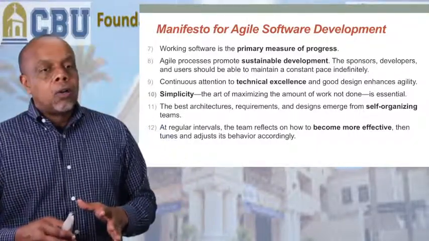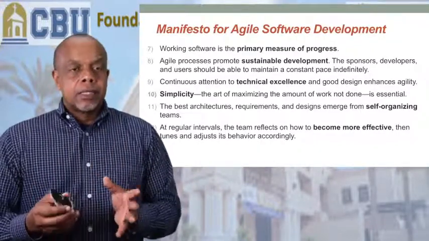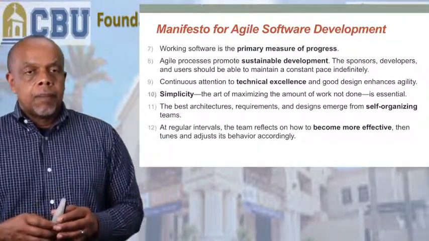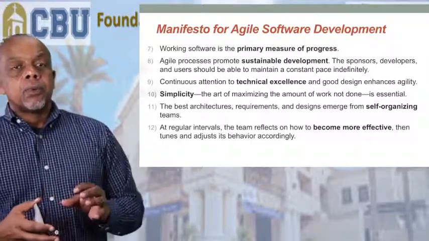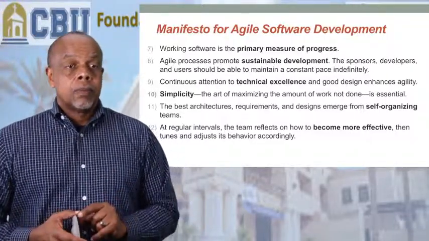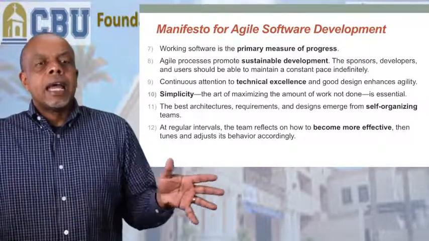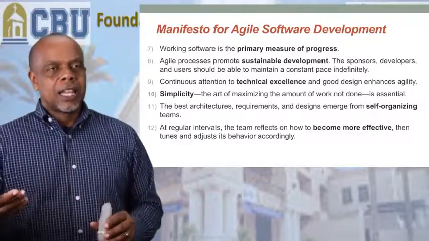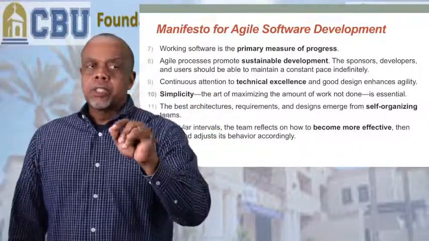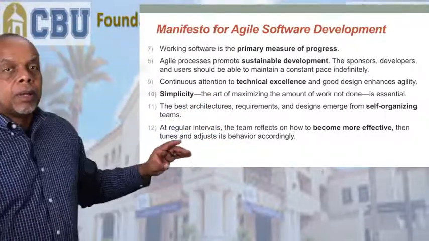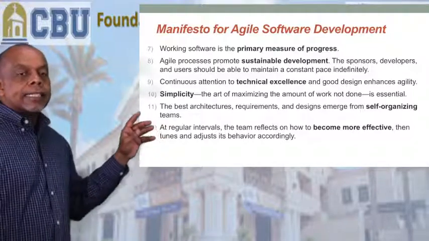Sometimes when I teach, I always try to tell people, maximize the simple, make the best out of the simple stuff. The art of maximizing the amount of work not done is essential. So what steps do we not need to do so we can speed the cycle up? It says what? The best architectures, requirements, and designs emerge from self-organizing teams.